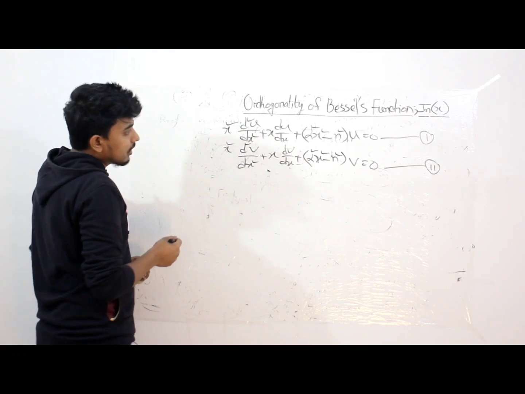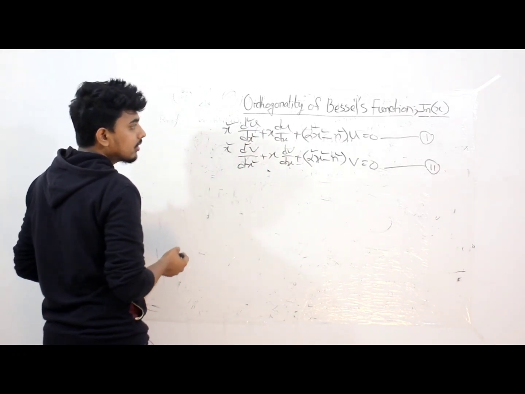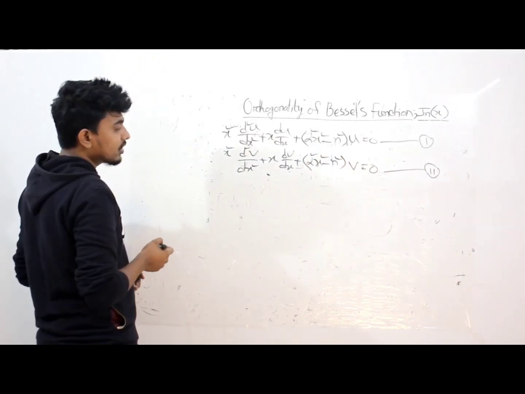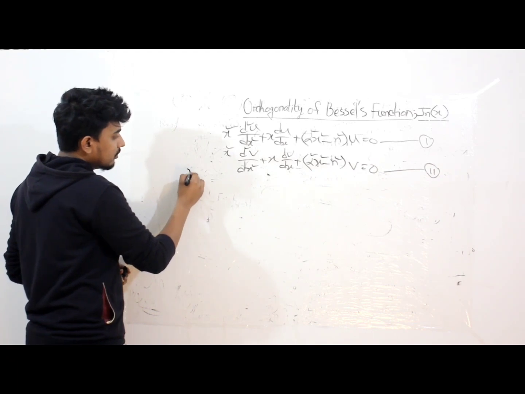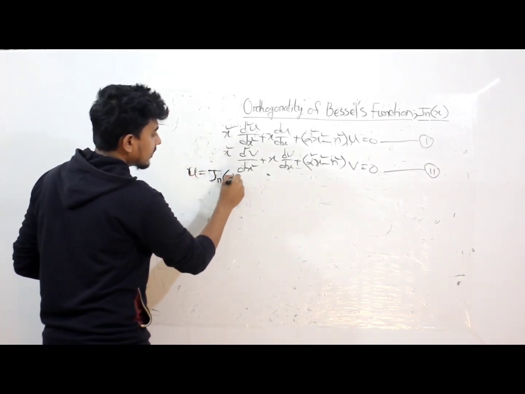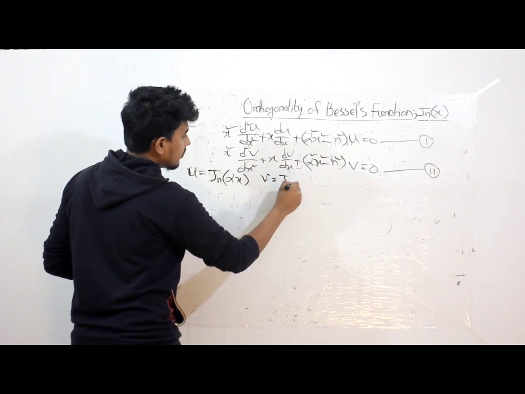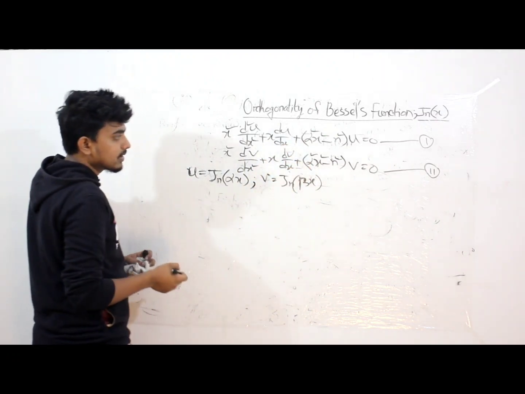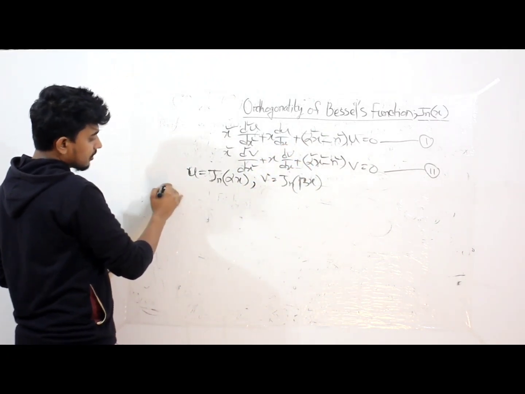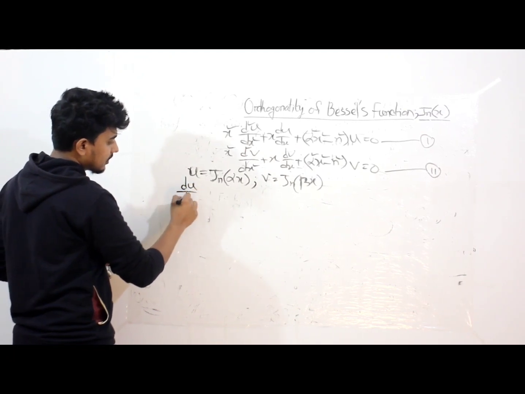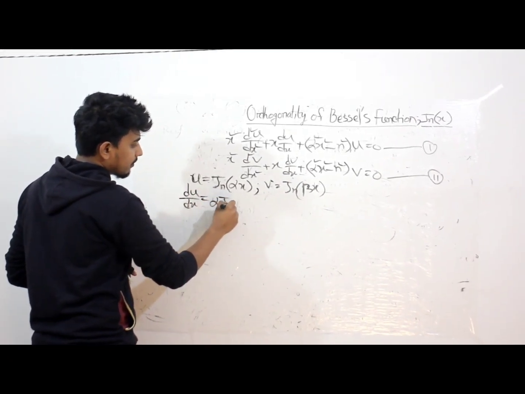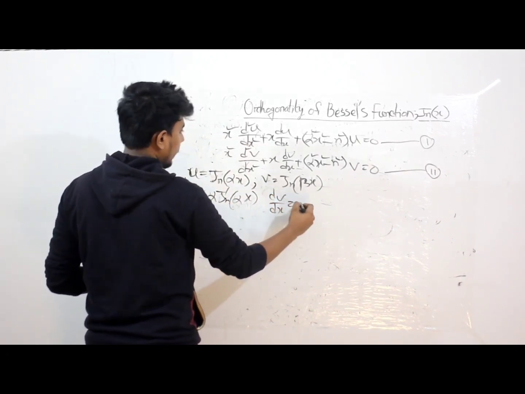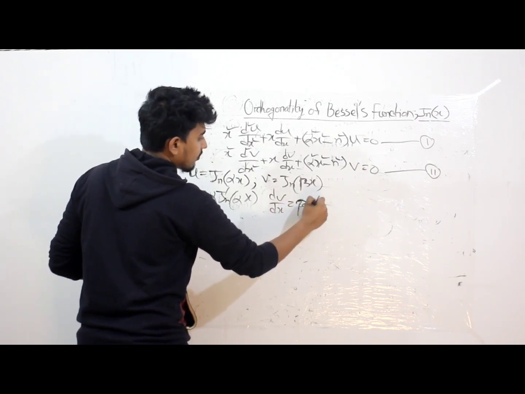Here u and v are dependent variables and x is the independent variable, and we can also say that these two equations are nth order. The solutions of these two equations are u equal to Jn of alpha x and v equal to Jn of beta x, respectively. So we can differentiate with respect to x: du by dx equals alpha Jn prime of alpha x, and dv by dx equals beta Jn prime of beta x.